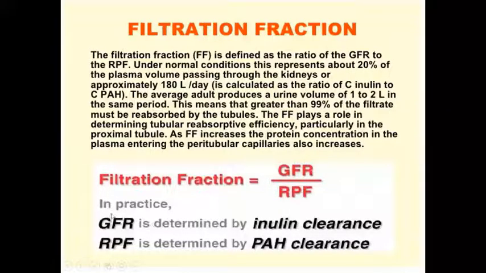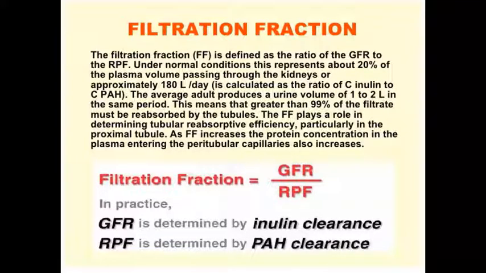So I've already explained that glomerular filtration rate is determined by the inulin clearance. Then the renal plasma flow is determined by para-aminohippuric acid clearance. So this is what you use to estimate. But what is the clinical significance of the filtration fraction? The filtration fraction will give you information about reabsorption by the renal tubules, or how efficient the renal tubules are at reabsorbing the fluids.